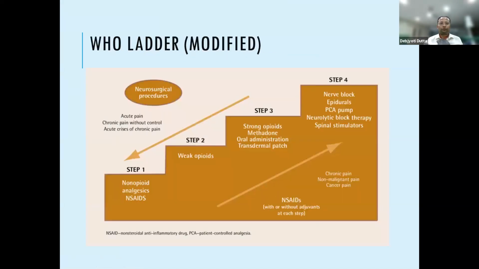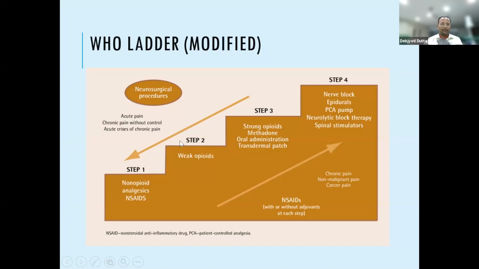So now there is the WHO ladder, just to tell you, this is a modified WHO ladder. This is not the original one. The original one had step 1, step 2, step 3, and it was going from down to up, and that was used only for cancer pain. Okay, then it was modified and step 4 has been added. It became bidirectional. If there is an acute pain, then there is no point of starting from the bottom, and then it became for cancer pain and non-cancer pain both.